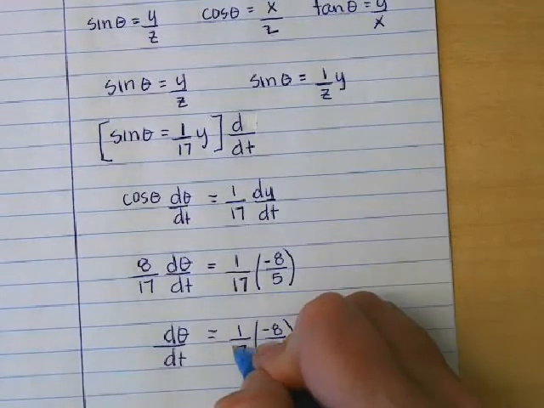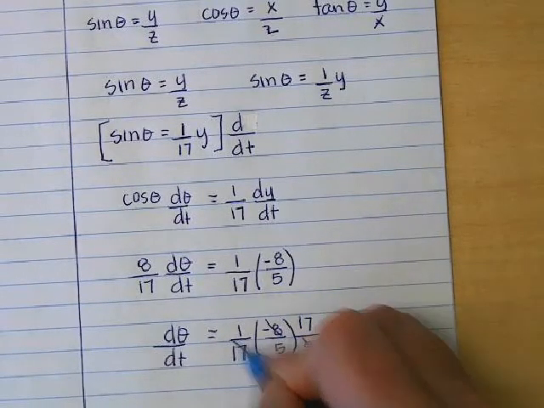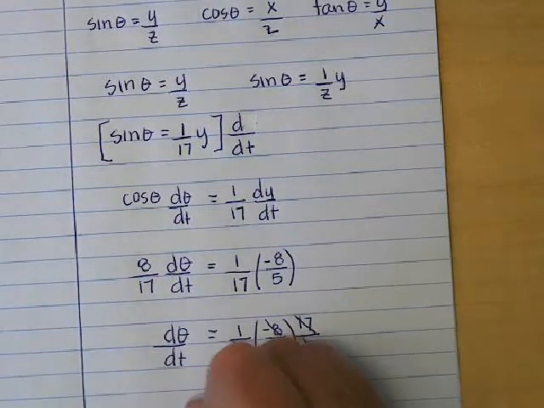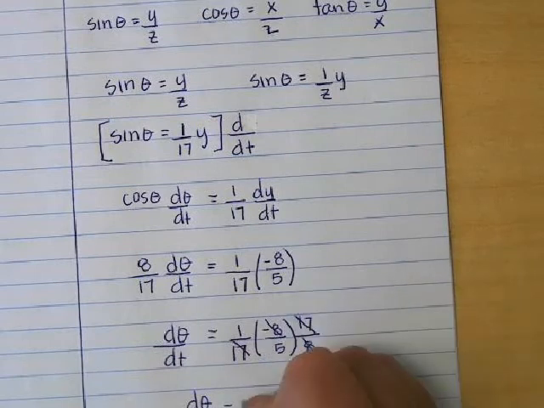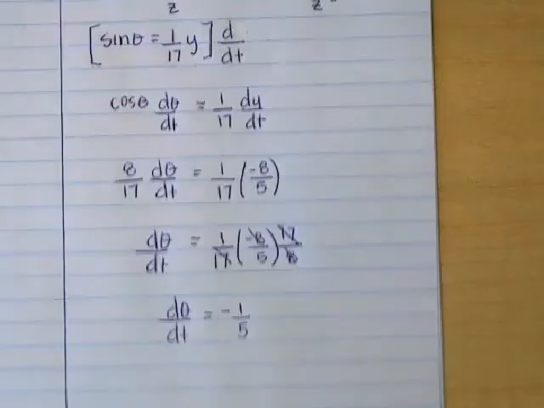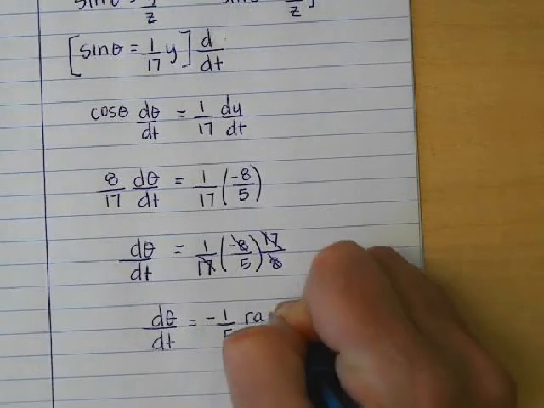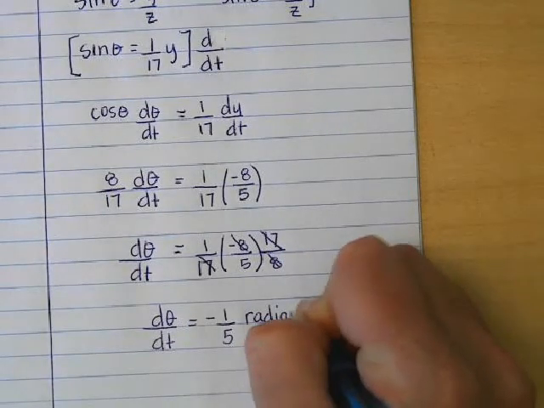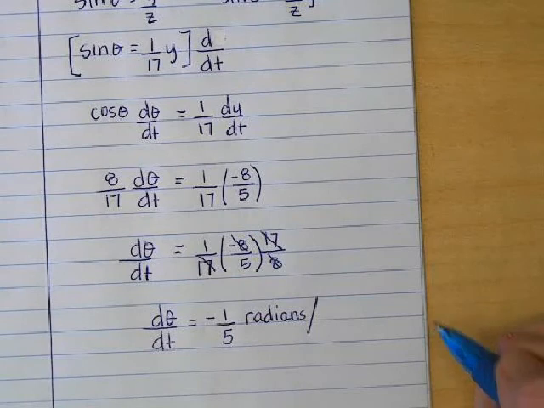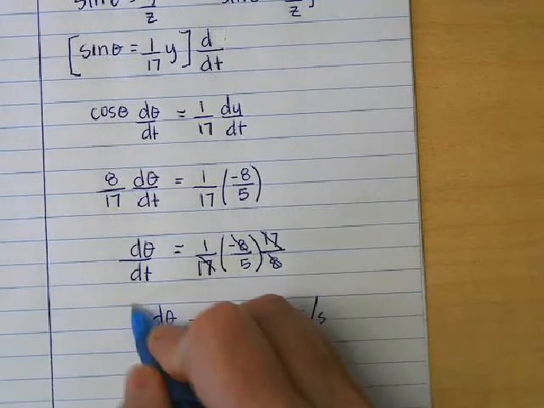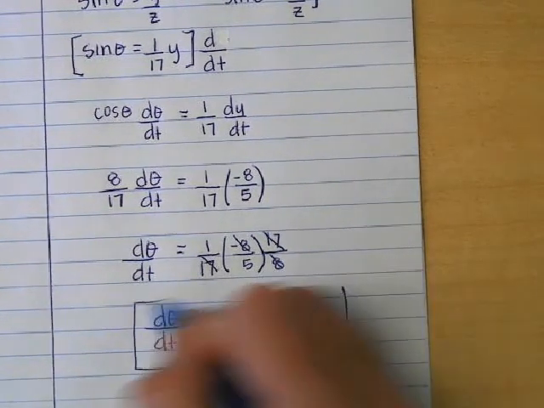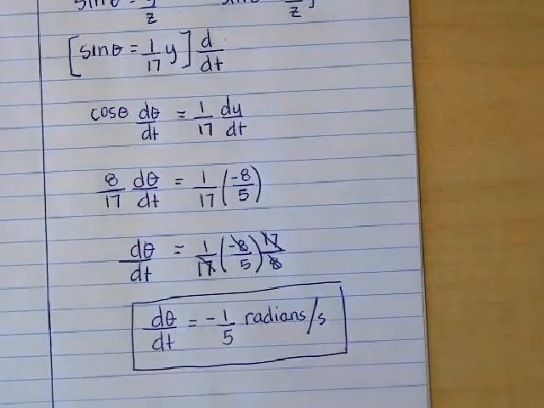And look at how, this is a 17. That goes away, that goes away, that goes away. d theta/dt is equal to -1/5. Okay, so in this case, we have to come up with units. So this is a change in an angle. So this is going to be in radians per second. Okay, that's it.